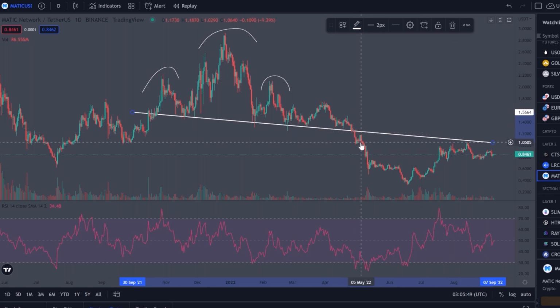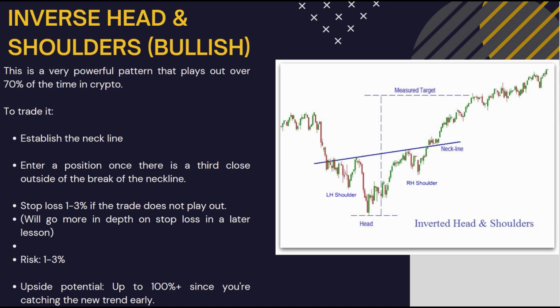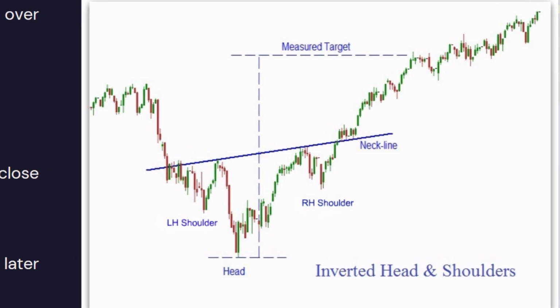And as always, for risk management purposes, we would put a stop loss 1 to 3% away from the direction that we anticipate the trend to go in. So that would be right about here. In this image, we can see an inverse head and shoulders, which is the exact same concept, except the pattern is flipped upside down and signals a reversal to the upside. The target of these moves is the same distance from the head to the neckline. Just add that to the break of the neckline, as you can see in this image.